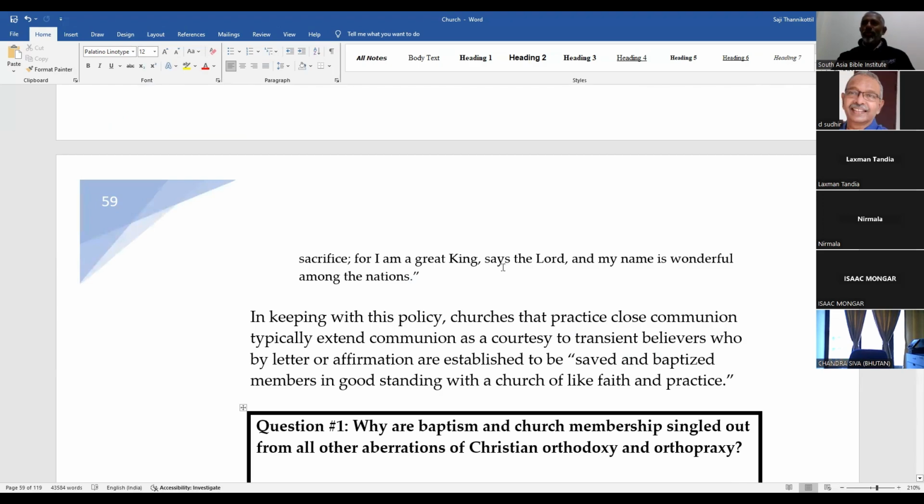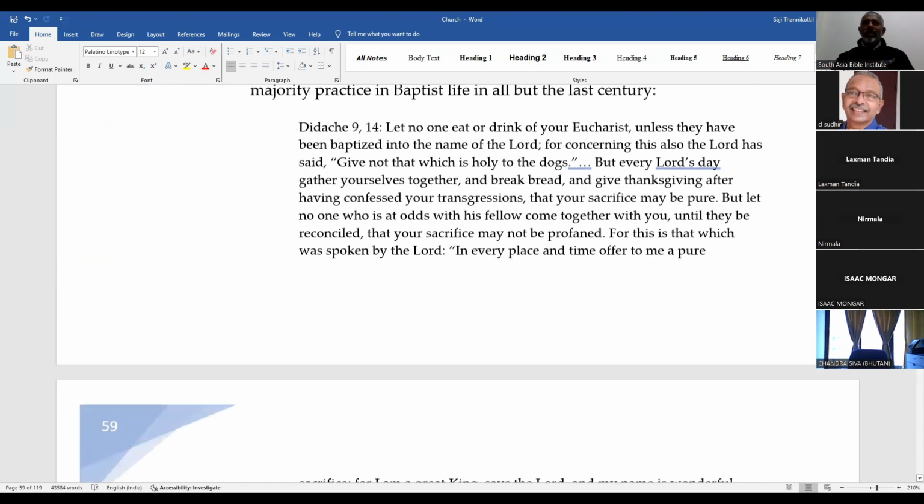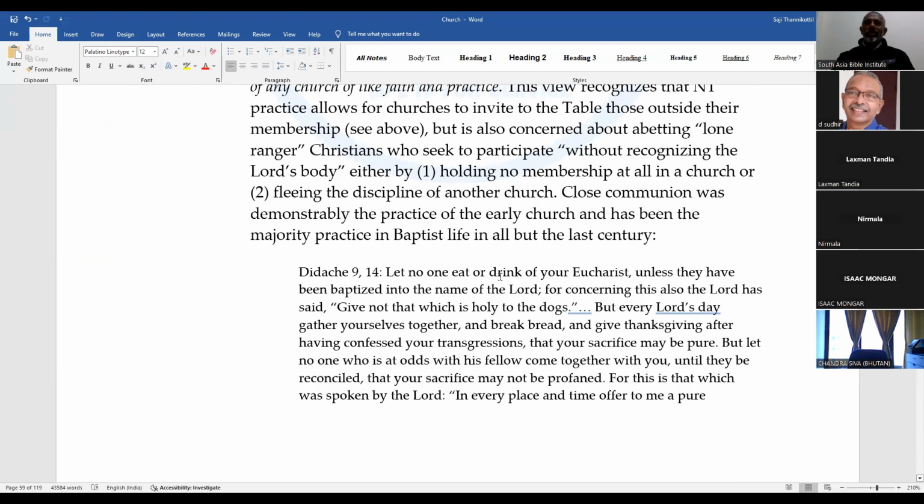I know everyone is muted, so I didn't hear anything. Do you have any idea about any church where they practiced close communion? Hmm? No idea? Can't think of. Okay.